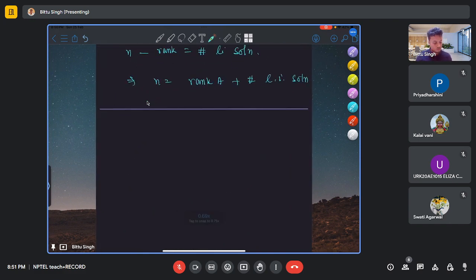The thing is that matrix representation of transformations. Any linear transformation can be represented by a matrix. We have already done these things.